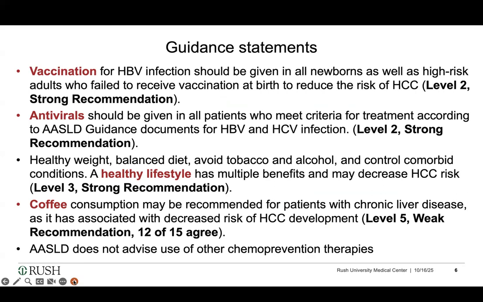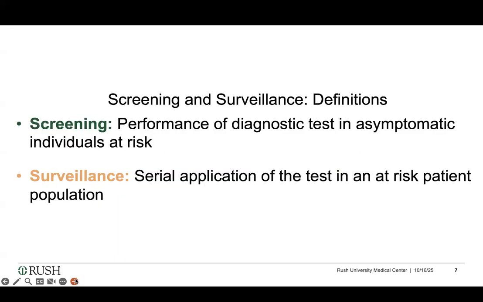Antiviral therapy for hepatitis B and C in patients who are appropriate for treatment. A healthy lifestyle, which includes low risk or abstinence of alcohol, controlling your comorbid conditions such as diabetes, obesity, and then coffee consumption is probably of weak evidence, but it's really the only chemoprevention that AASLD recommends. They do not advise using other things such as statins or aspirin to decrease liver cancer rate, but do advocate for coffee consumption.